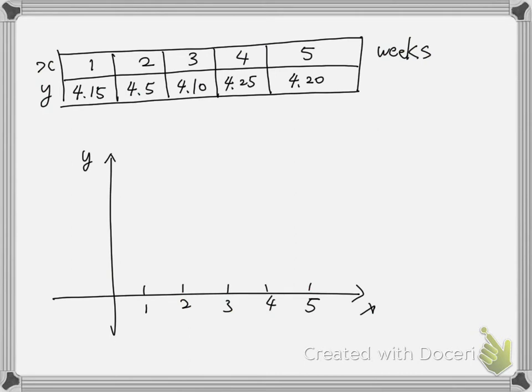This is our second example. We still use 1, 2, 3, 4, 5 weeks for the first row, so that's the same x-axis. Now for the y-axis, we have decimal numbers, and they're all around the number 4. So what's the maximum now? The maximum for this second row is 4.5, in the second week.